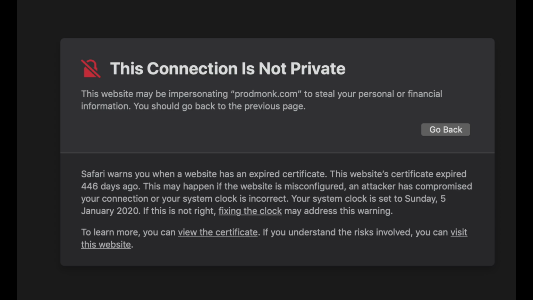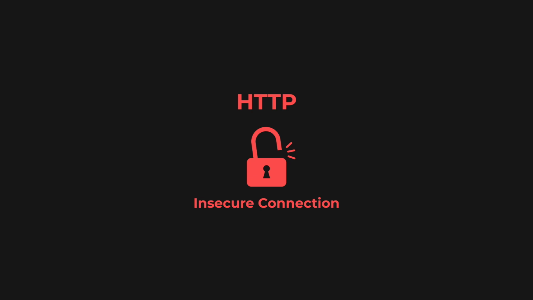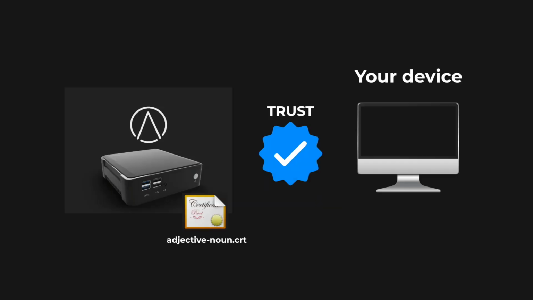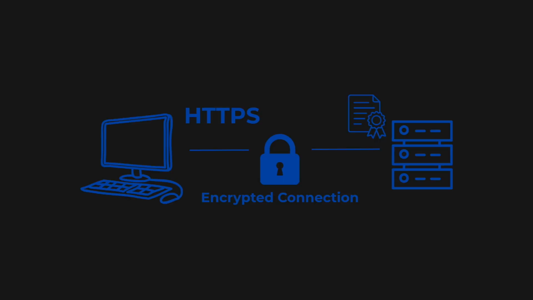The problem is your device is unaware of your root CA, which means it's not going to trust your websites. And you're going to see the HTTP warning every time you go to connect, even though nothing is actually wrong. By trusting your server's root CA, you're simply telling your device, any website with a certificate signed by this root CA is mine. Trust it. This is a one-time setup for each device. And once it's done, you're going to have a clean and secure connection with no warnings.